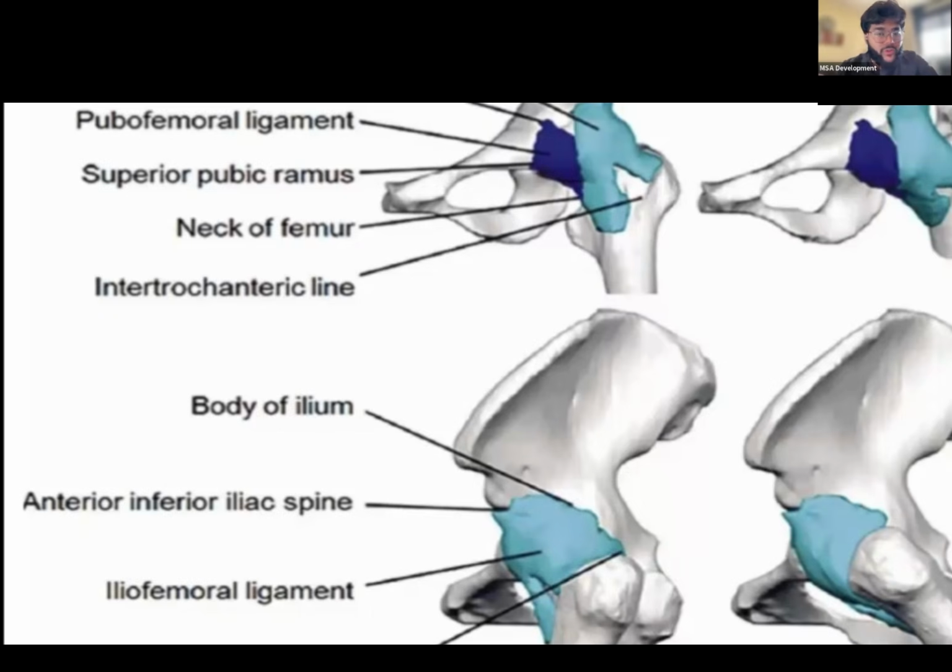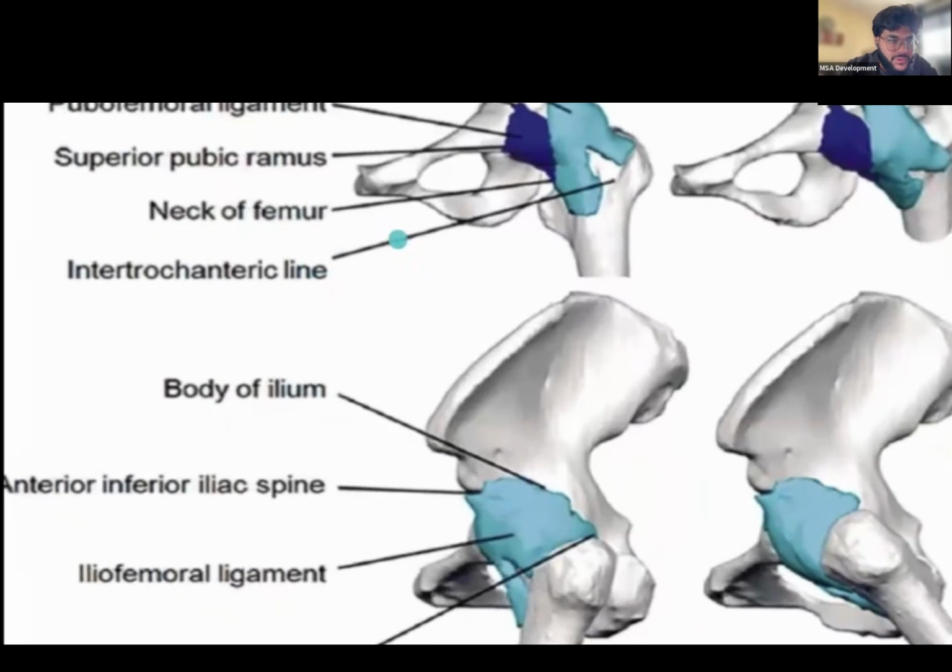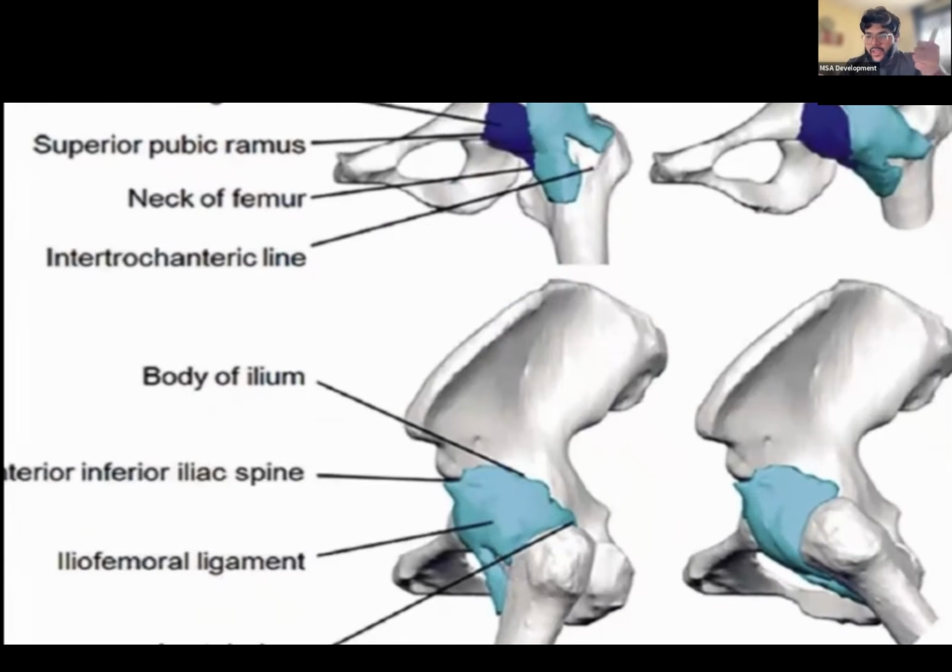Next up, we have our pubofemoral ligament, which is found inferiorly. Okay, and this ligament is basically there to limit your abduction and extension of your hip, connecting between, again, the pubis and the femur.